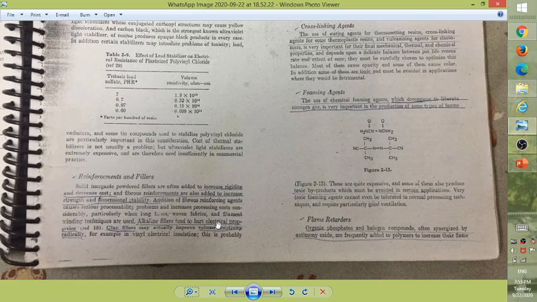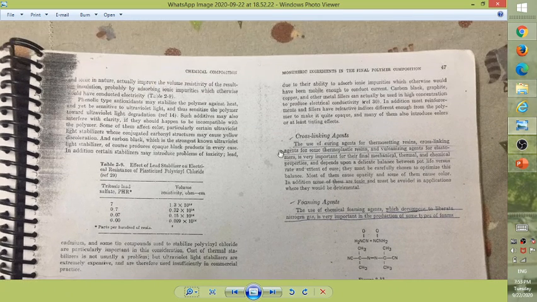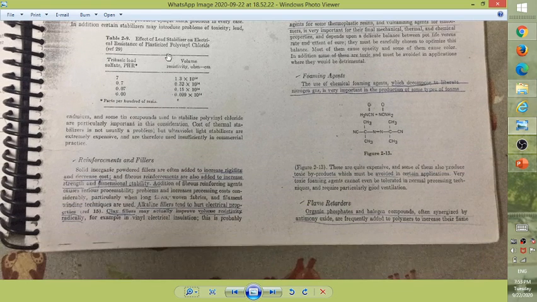Alkaline fillers tend to hurt electrical properties. Clay fillers may actually improve volume resistivity radically, for example in vinyl electrical insulation. This is probably due to their ability to absorb ionic impurity, which would otherwise have been mobile enough to conduct current. So fillers are nothing but substances that are added in the polymer to reduce cost and increase rigidity.